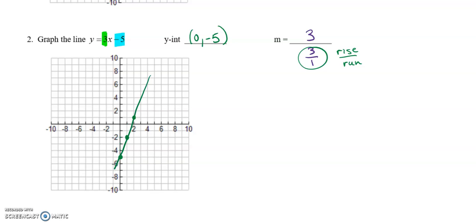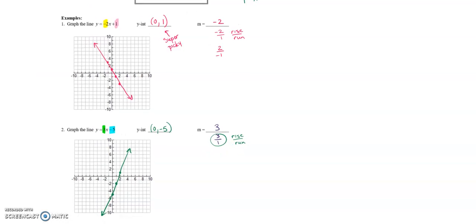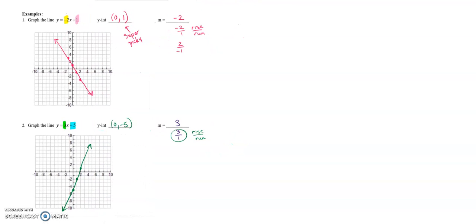Connect those dots. Ooh, that one wasn't so great. Put some arrows on the end. There's my line. On the first one, notice my slope was negative. And as I look at this graph, reading it from left to right, my line is going down. The second one, my slope was positive. As I'm reading that graph from left to right, just like you read a book, my line is increasing. It's going up towards the positive.